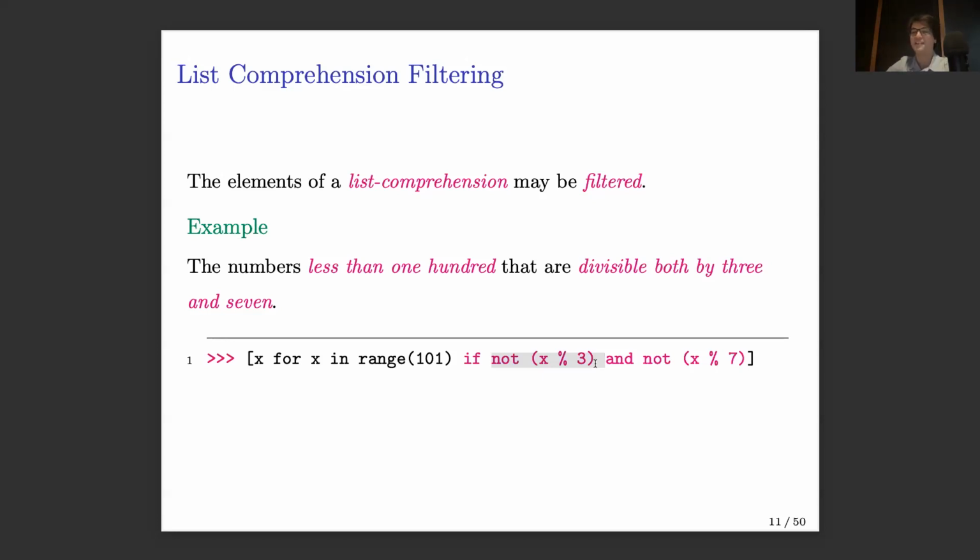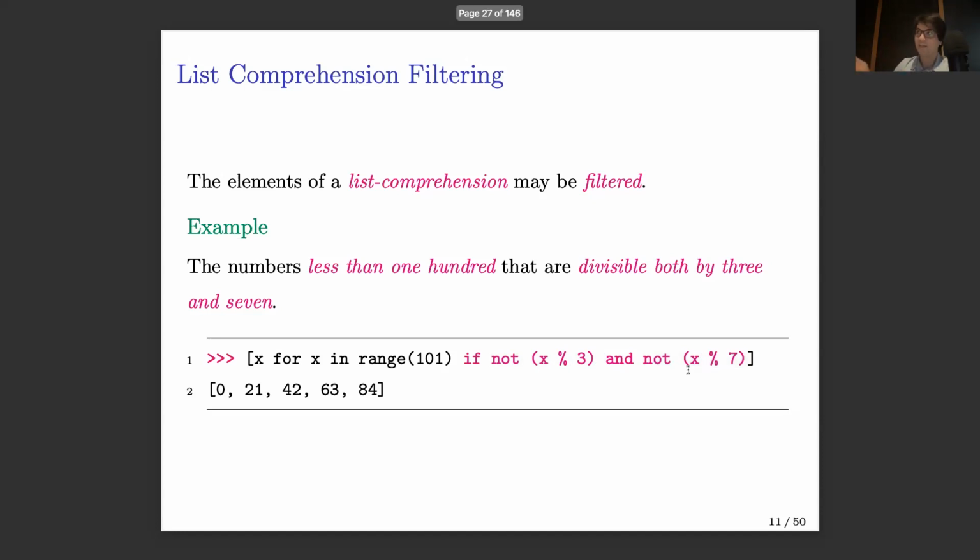I know it's sort of an odd statement. And this is testing for divisibility by 7, right? Because if you are divisible by 7, then x mod 7 is 0, which is false, and not false is true. So this is saying look at all the x's from 0 to 100, and keep them if they're both divisible by 3 and by 7. And this is what you're going to get.